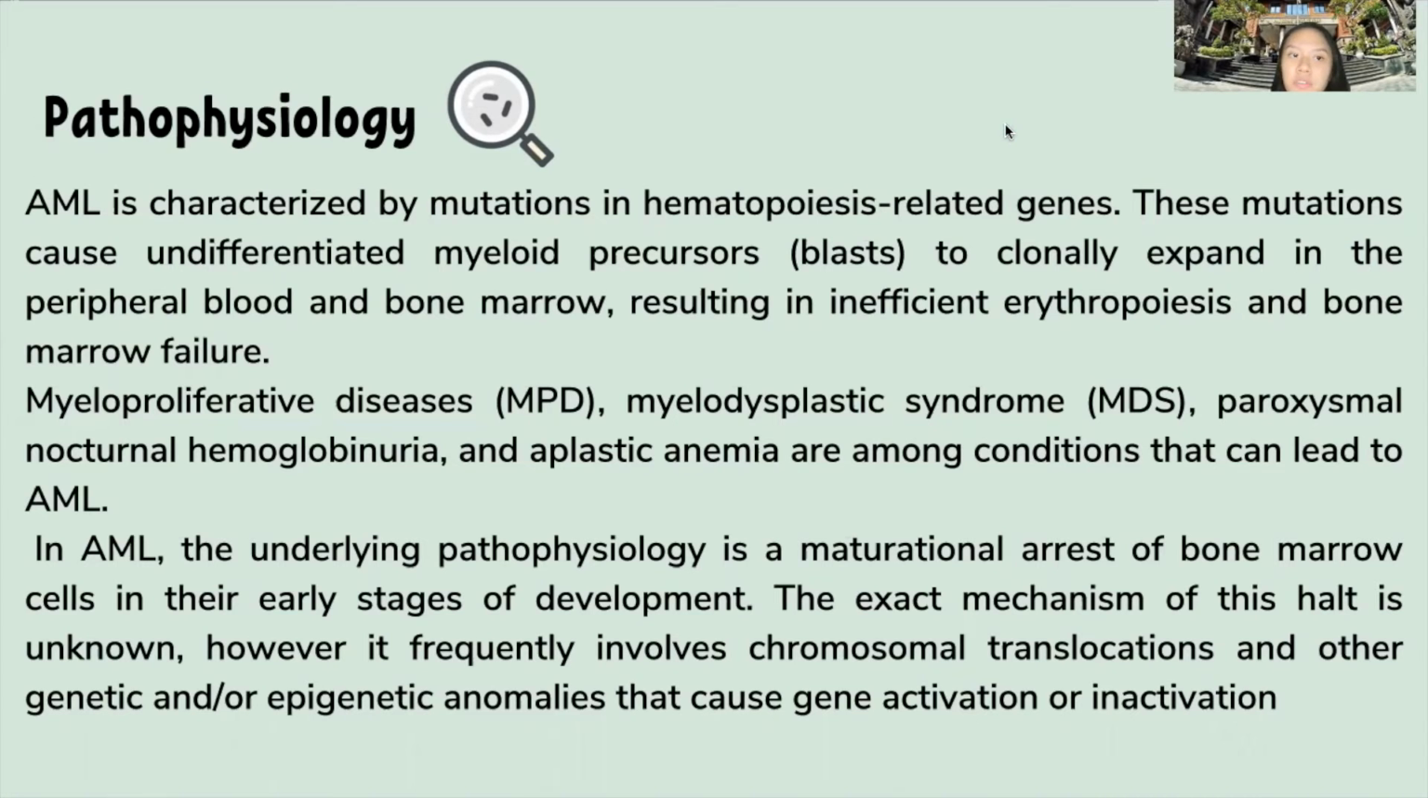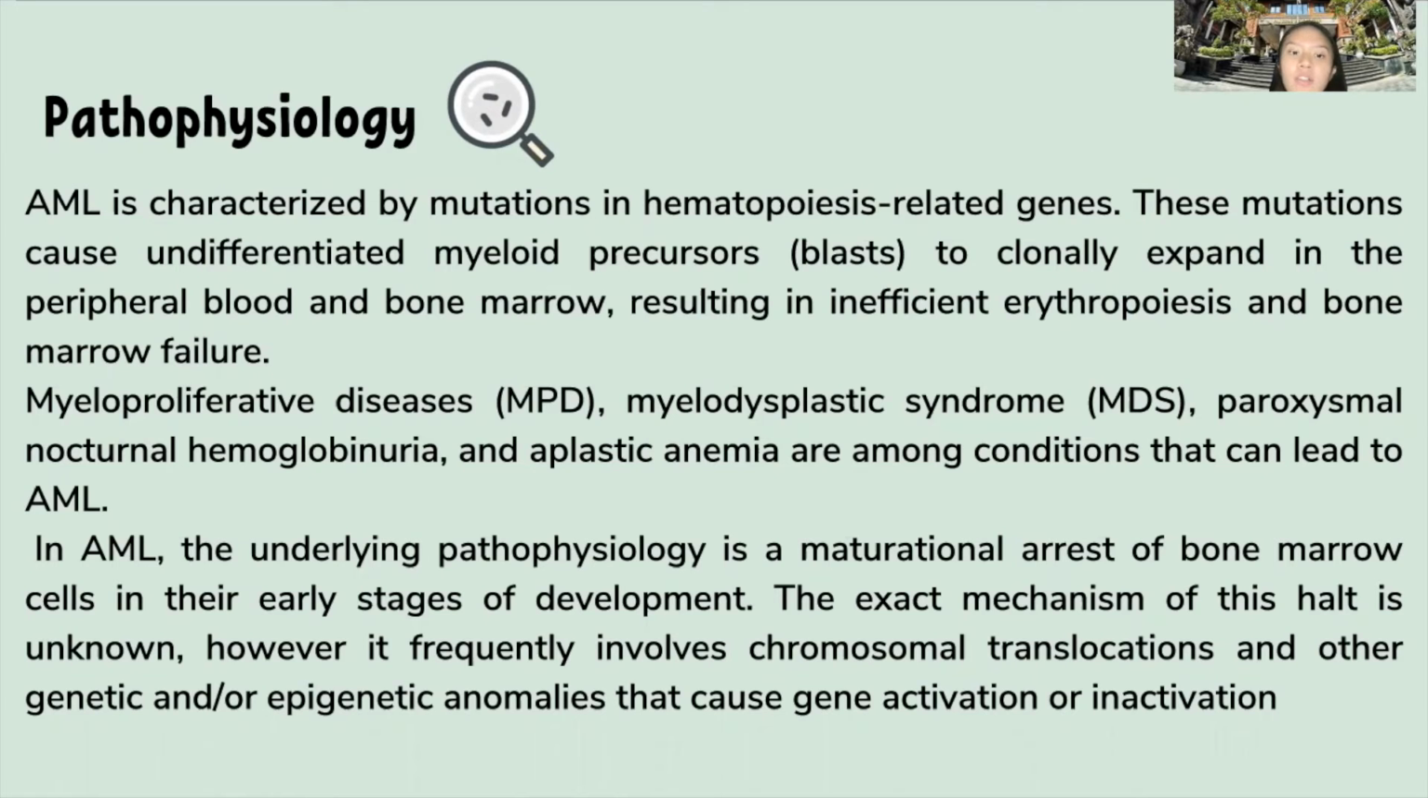Today I will explain to you about the pathophysiology. So AML is characterized by mutations in hematopoiesis-related genes, and these mutations cause undifferentiated myeloid precursors or blasts to clonally expand in the peripheral blood and bone marrow, resulting in inefficient erythropoiesis and bone marrow failure. And in the majority of cases, AML develops from scratch in a previously healthy person, while myeloproliferative diseases or MPD or MDS and paroxysmal nocturnal hemoglobinuria and aplastic anemia are among conditions that can lead to AML.